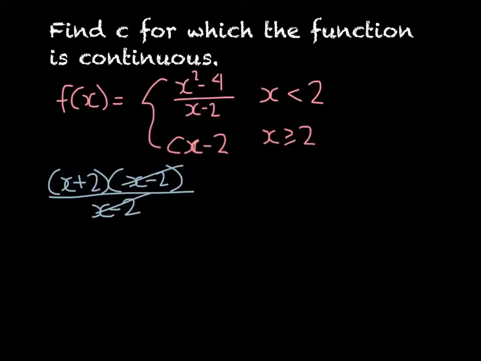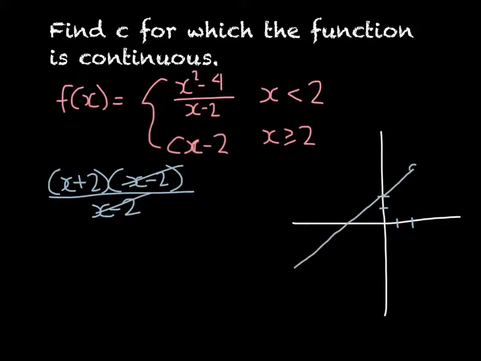Okay, so what that means is that for x less than 2, we have a graph that looks just like the line x plus 2. So here's our point, x equals 2. And so we have this sort of a line. And so we can say that the limit as x approaches 2 from the left equals 4, because if we plug in 2 into this expression, we're going to get 4.